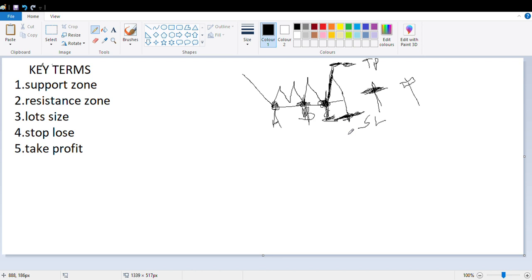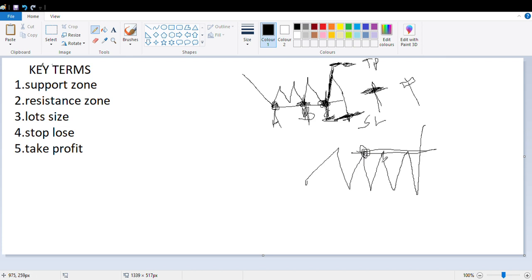So second on our list is the resistance zone. As I explained in the support zone, it's the same thing. It is a peak where the market has reached, moving upward, where it can no longer continue but rather reverses. So this is an example for the resistance zone. Let's say this is the movement of the market. So the market has reached a certain level here where it can no longer continue moving up. So here becomes our resistance zone.